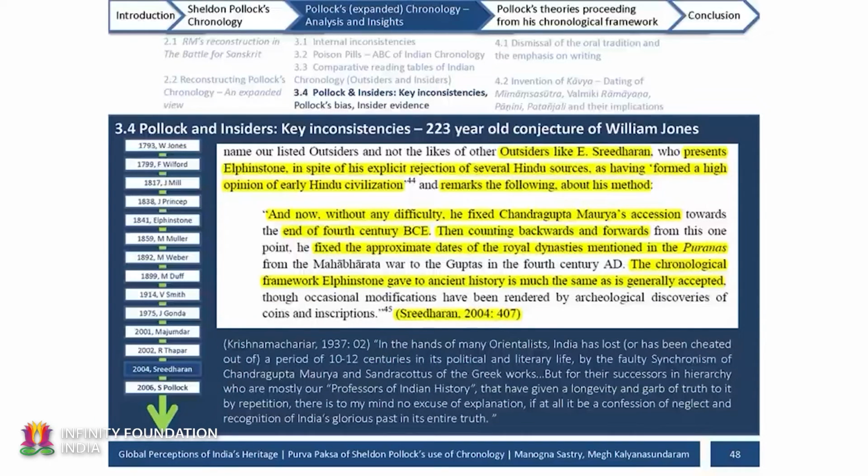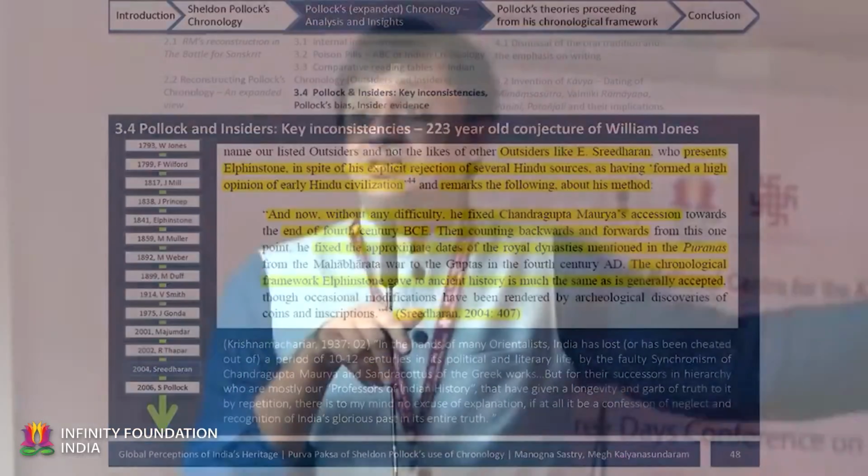Then counting backwards and forwards from this one point, he fixes the approximate date of royal dynasties mentioned in the Puranas. So they use Puranas, like it was mentioned earlier. So Puranas are not completely wrong even in their book, but it's okay so long as it is within the limit. It is within the narrative that they would like to forward, right? So we should be careful of not judging Puranas or their use of Puranas and giving legitimacy because they use it, right? Puranas is our culture, our tradition. We should look at it from our own drishti. So the justification is not that they have used Puranas, but the point is you can see the two faces in play. Is that making sense?